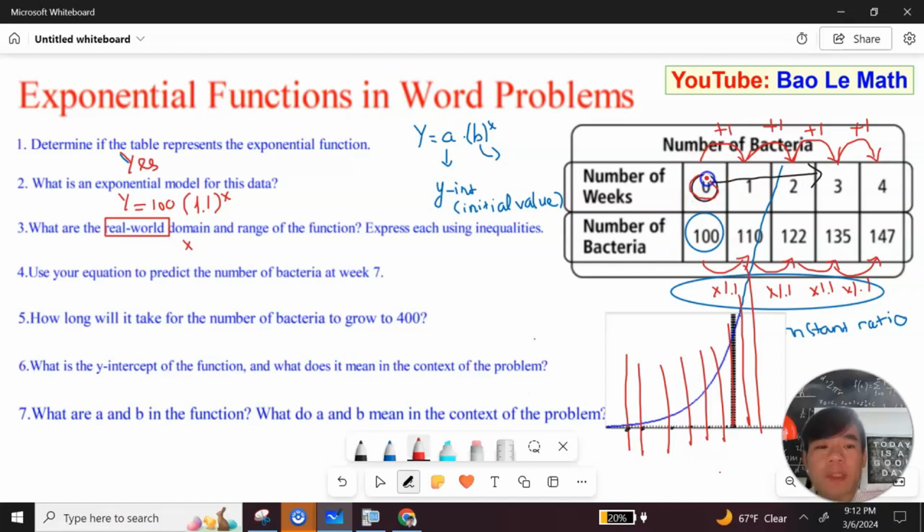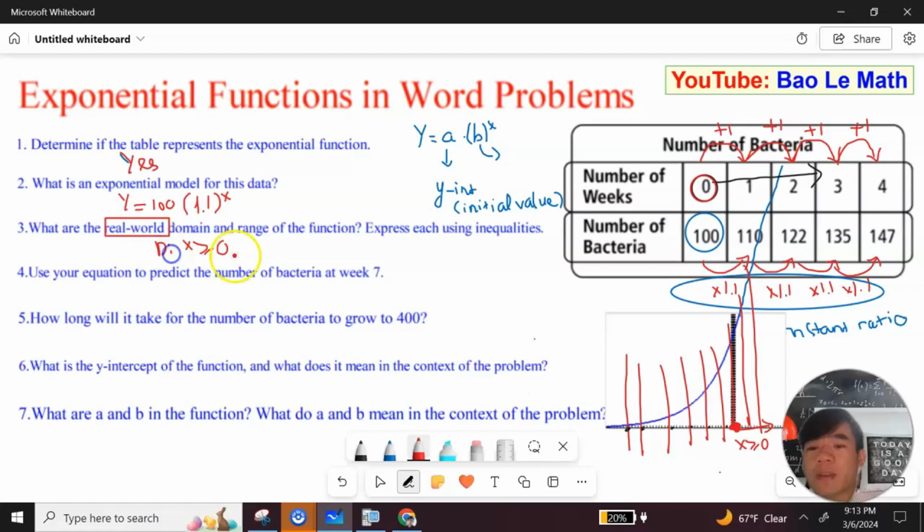It should be from 0 all the way to the right. And you see that 0 right here. Alright, this is 0 all the way to the right. You see that? So domain should be s greater than or equal to 0. Okay? So this is for domain.